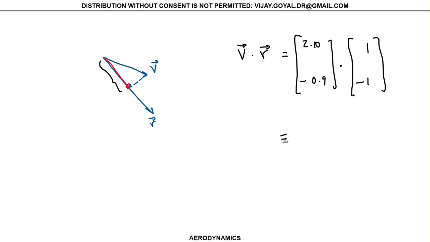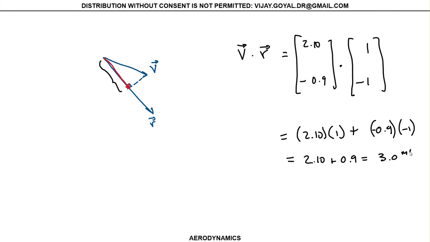So when I do the dot product, you basically are multiplying each one of them individually. This is 2.10 times 1, plus this times this, negative 0.9 times negative 1. And so this becomes 2.10 plus 0.9, which is equal to 3.0 meters per second. So this is the magnitude. Okay, you're only getting the magnitude in this direction. Now, if I want the vector, I need to find the unit vector in this direction and multiply by the magnitude.